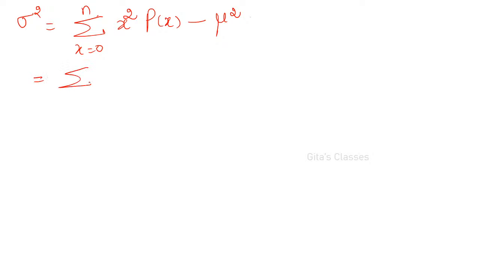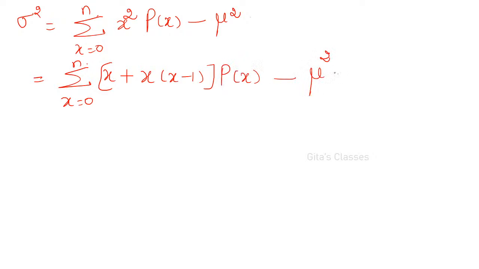This x squared, I am going to write it as a small adjustment: x plus x squared minus x. Actually, I am adding and subtracting x. And from these two terms, you take x outside, so x into x minus 1. You add and subtract x so that it is easy for our calculations, easy for the derivation. So p of x minus mu squared. This adjustment you have to remember, we are adding and subtracting x.